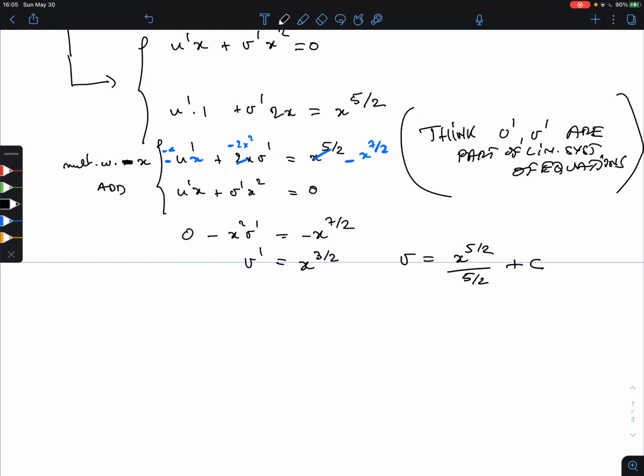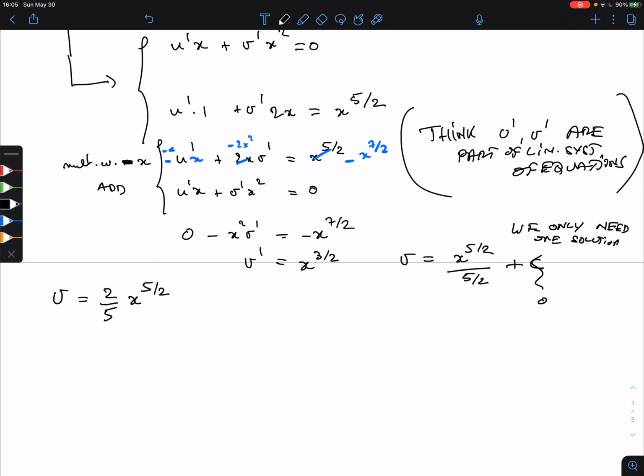Okay, you have to think a little bit about what we do with these constants. In this case, we don't need a constant. We only need one solution. And so this is why I can take this to be 0. Okay? So we find that v is, dividing by 5 halves is multiplying by 2/5, right? 2/5 x to the 5 halves.